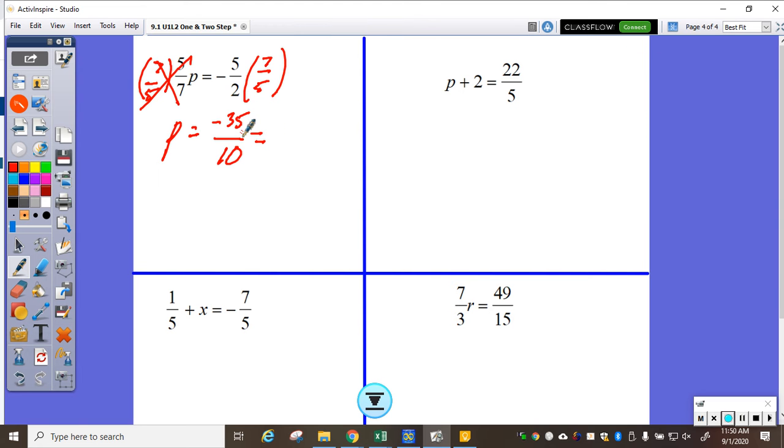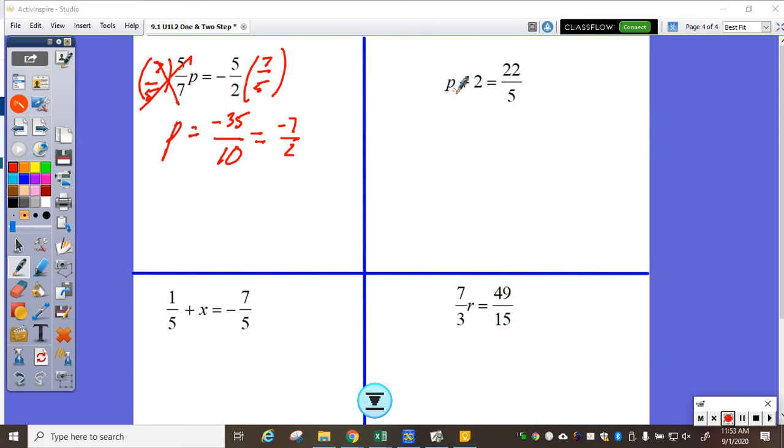So what's the largest number that can go into 35 and 10? 5. Okay? So 5 goes into negative 35, negative 7 times. And 5 goes into 10, 2 times. Okay? We're good there. All right? So I want you guys to do this one on your own.